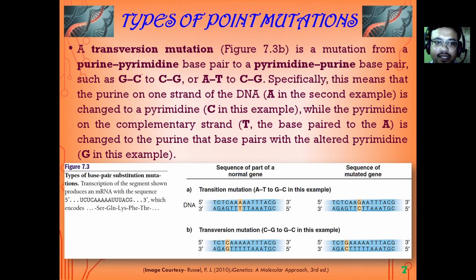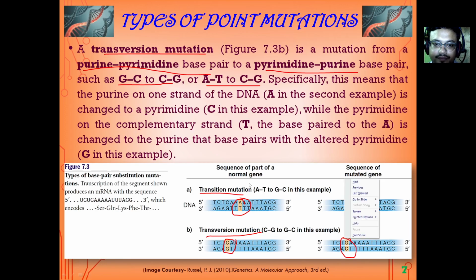The next type is the transversion mutation, where the mutation causes a change of a purine-pyrimidine base pair to a pyrimidine-purine base pair, like the GC can get changed to CG or the AT can get changed to CG. Like here, this AT has been changed to GC in transition mutation, but when the transversion mutation is taking place, the CG is getting changed to GC.